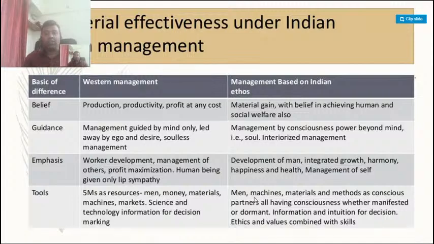Development of man, integrated growth, harmony, happiness, and health, and management of self. So we give an integrated approach. We try to be in harmony with everyone. We try to spread happiness and health for everyone and self. So there is sympathy, empathy, and compassion. We believe in compassion. Even recently, last year, Narayan Murthy has used one word, that is compassionate capitalism. Okay, compassionate capitalism. That means even capitalist people or business people have to be compassionate.